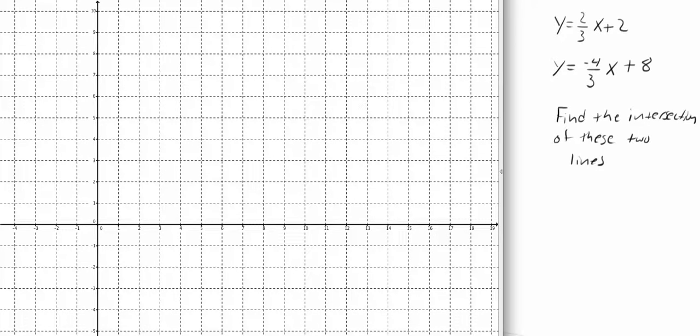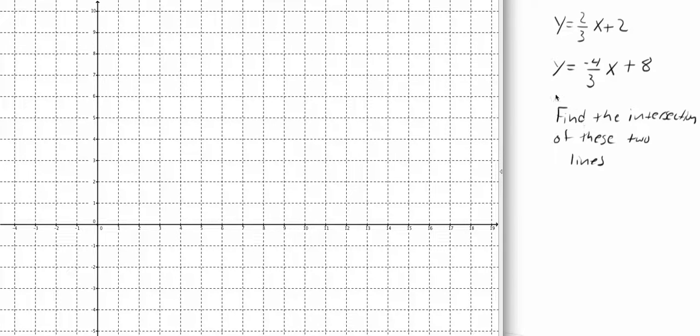Hi again. The nature of the problems on this test is to plot points and figure out where lines cross. I'm sorry, I should have said plot lines and figure out where they actually cross. So what I have here, if you look over here, is two lines, and the question is I want you to find the intersection of these two lines.